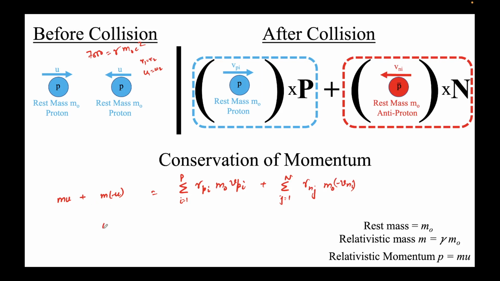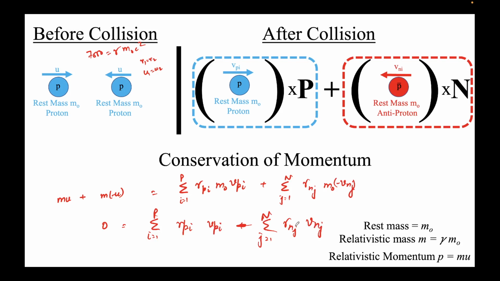So LHS is coming out to be 0, right? This will get cancelled. So what we'll get here, we take m naught common and make it vanish. So this will come out to be sigma i equal to 1 to P gamma pi vpi plus sigma j equal to 1 to N gamma nj, and there is a minus sign over here, that will come out, vnj. This is j, not i. Okay, so this is a complete expression, but this is even more problematic because now we have introduced these velocities, and they are P plus N velocities.